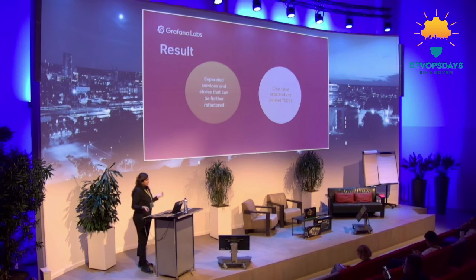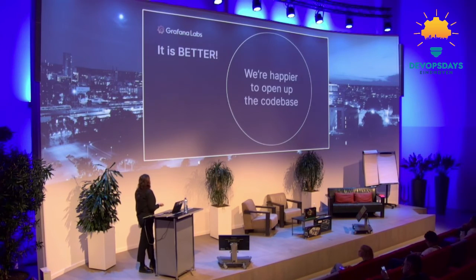Also, we have a separated list of to-dos, and now some services, or some stores, can be owned by other teams, and my team doesn't have to deal with this anymore. So that's all amazing. It is better. We are happier. It's much more of a pleasure to open the code base. We hope anyone contributing to the OSS repo feels the same way. It's not perfect, but it's good enough. And yeah, thank you for your attention.